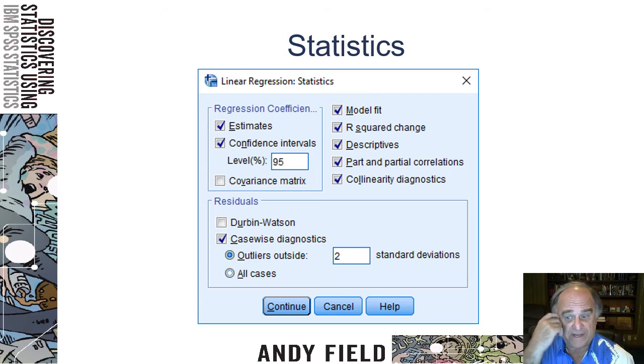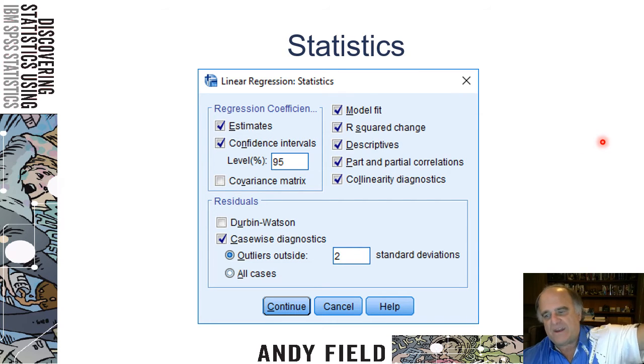We then are going to choose our statistics. He likes to pick a lot of them. Regression coefficients, estimates, and confidence intervals, model fit, R-squared change, descriptives, part and partial correlations. These are your semi-partial and partial correlations, collinearity diagnostics, and also casewise diagnostics to identify any outliers outside 2 standard deviations. So once we put all that in, we would hit continue.